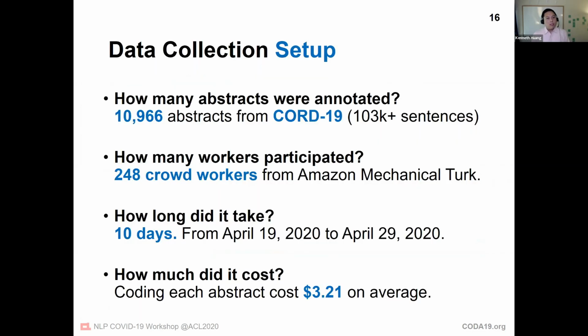So in the actual data collection setup, we randomly sampled 11,000 abstracts from the CORD-19 dataset. This collection contains more than 100,000 sentences, and 248 crowd workers from Amazon Mechanical Turk participated in the data annotation process. It took us about 10 days, from April 19 to April 29. And on average, each abstract costs $3.2.